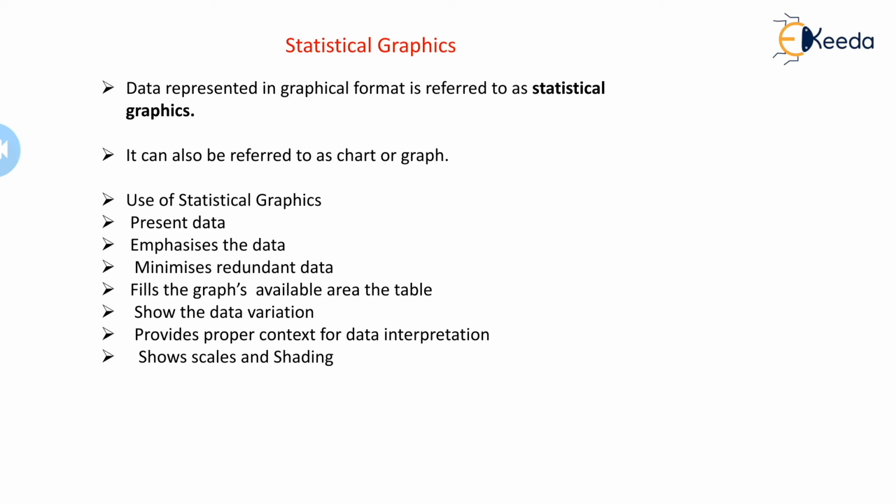the available area. The table shows the data variation, in which year it decreased and in which year it increased. Provide proper context for the data interpretation, because sometimes the context is so confusing that we don't understand whether it's an increase or decrease of demand for your product, or the liking of the viewers. It also shows scaling and shading, so maximum data density we can say.